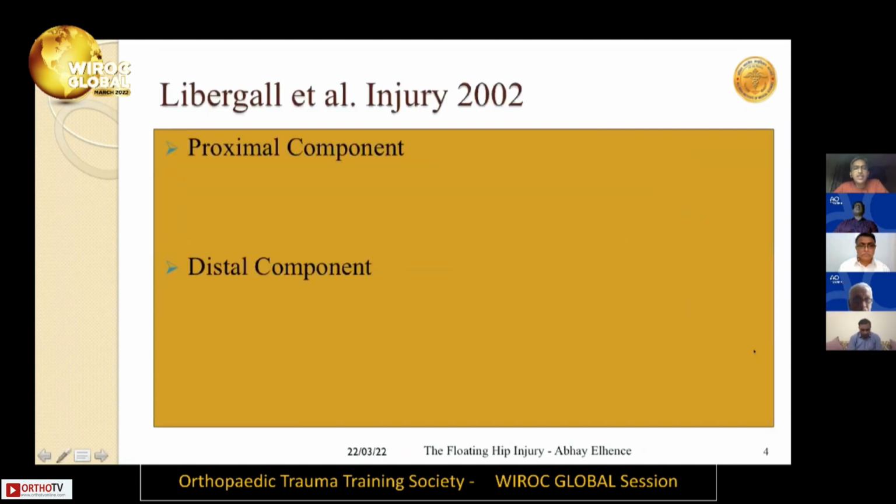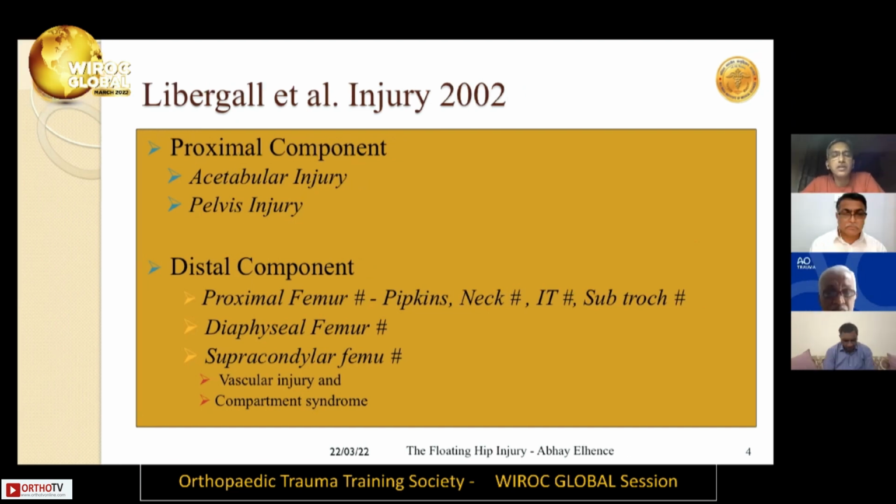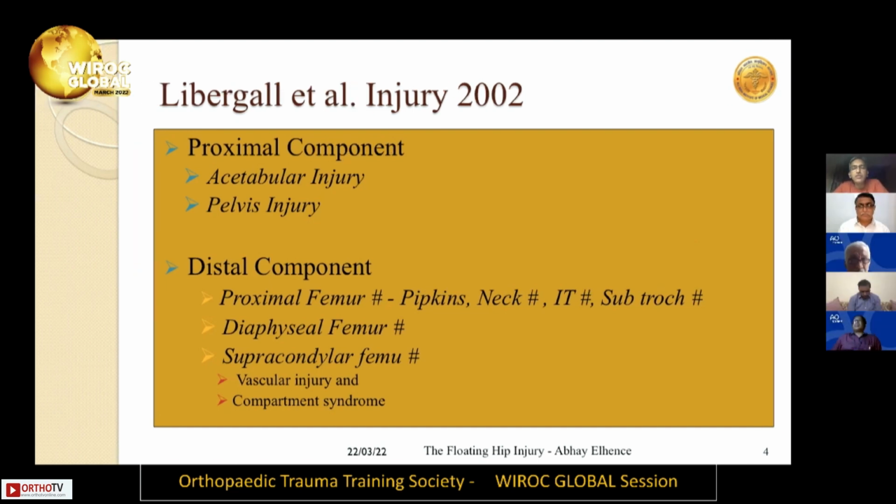So if you talk of classification, as Liebergal in 2002 defined, these floating hips have a proximal component and they have a distal component. The proximal component very often is an acetabular injury or a pelvis injury. And the distal component is a proximal femur fracture, a diaphyseal fracture, or a supracondylar femur fracture. So the proximal femur fracture can be a Pipkin, can be a neck fracture, can be an IT, or can be a subtrochanteric fracture. And then you have the diaphyseal fractures, which are usually the proximal and middle diaphyseal fractures. And then you have the supracondylar femur fractures, pardon for the missing R.